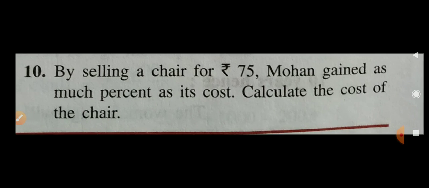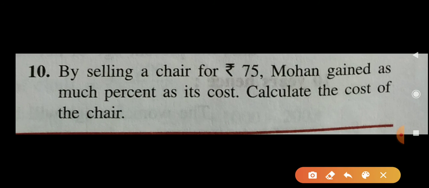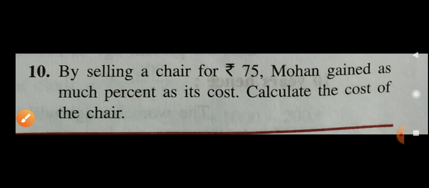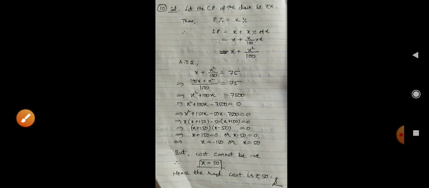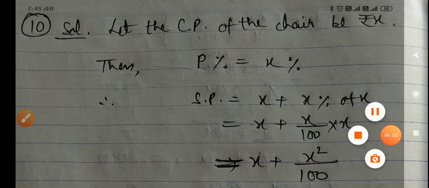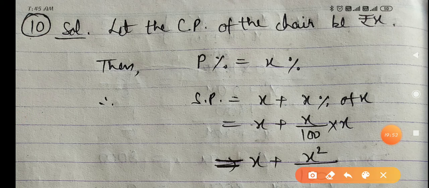One more question I am taking. Question number 10. By selling a chair for rupees 75, Mohan gained as much percent as its cost. Calculate the cost of the chair. So you see here, how can you find the cost of the chair? First of all, the selling price is given. Selling price is given, you can see here.